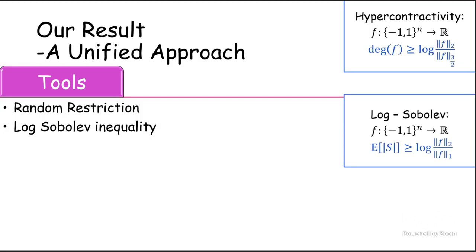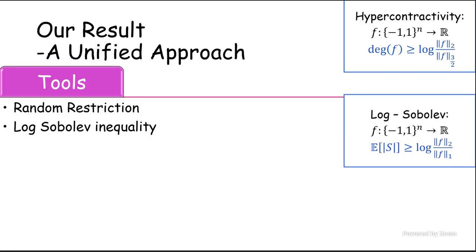This is the total influence up to normalization, which we get if we think about the Fourier coefficients as a distribution and take every character with probability f̂(S) squared. Then this expectation is actually the expected degree.